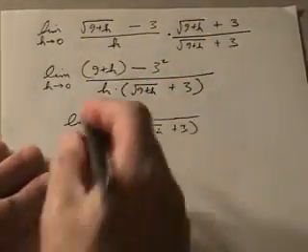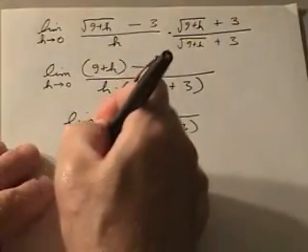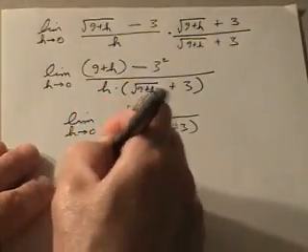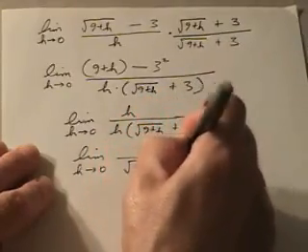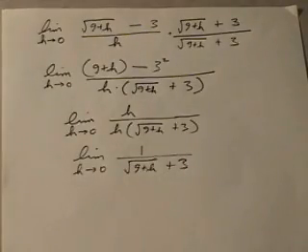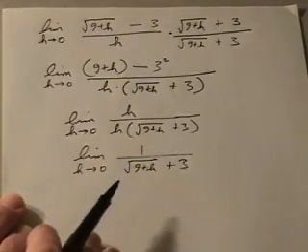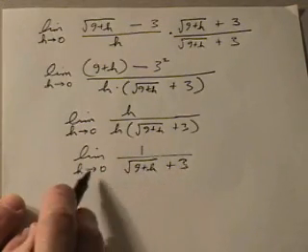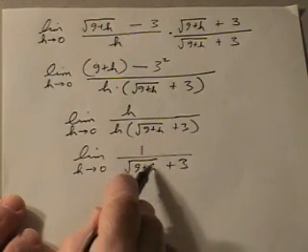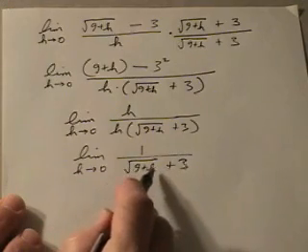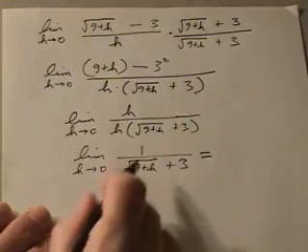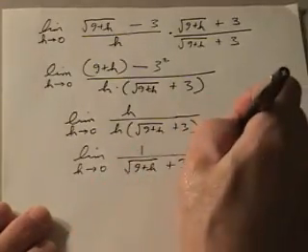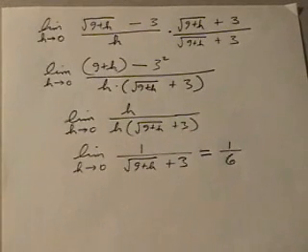And of course the h's are going to cancel, leaving you with the limit as h goes to 0 of 1 over the square root of 9 plus h plus 3. And now, magically, you notice that the numerator no longer goes to 0. In fact, neither does the denominator. As h gets close to 0, this part gets close to 9. The square root of 9 plus this is going to get close to the square root of 9, which is 3. So this is going to have a simple answer, 1 over 3 plus 3, or 1 over 6. So that is the limit of that particular problem.